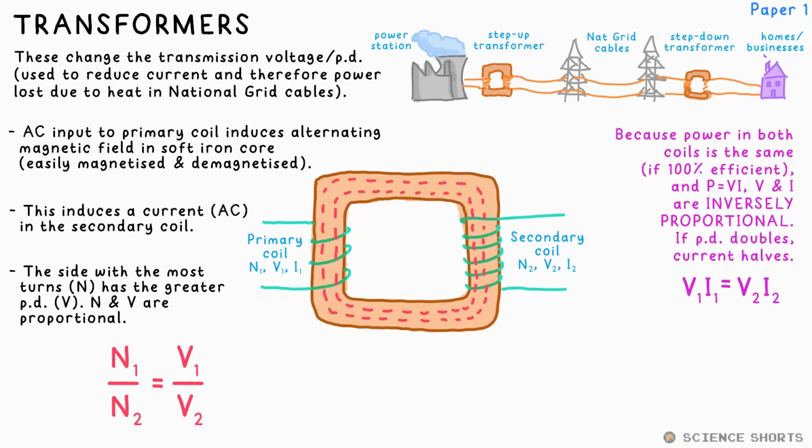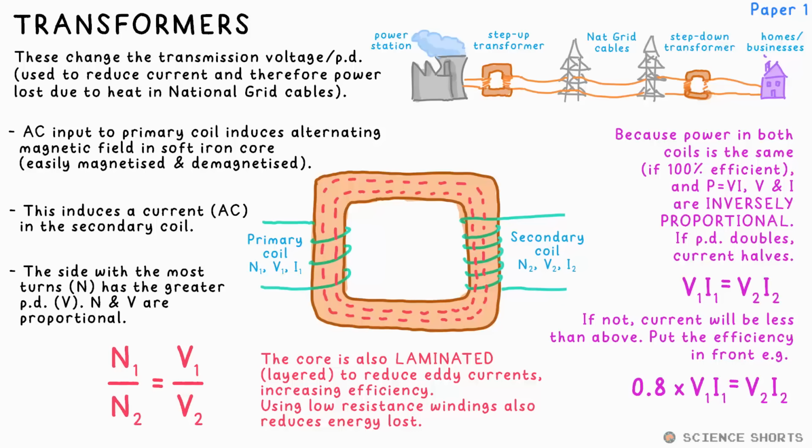In an ideal world, the power in and out of the transformer should be the same. That would mean that it's 100% efficient, so V and I are inversely proportional. However, in reality, they're never 100% efficient, and it's always the current that takes the hit. And so in this case, you stick the efficiency in front of V1I1, for example, 0.8 if it's 80% efficient.